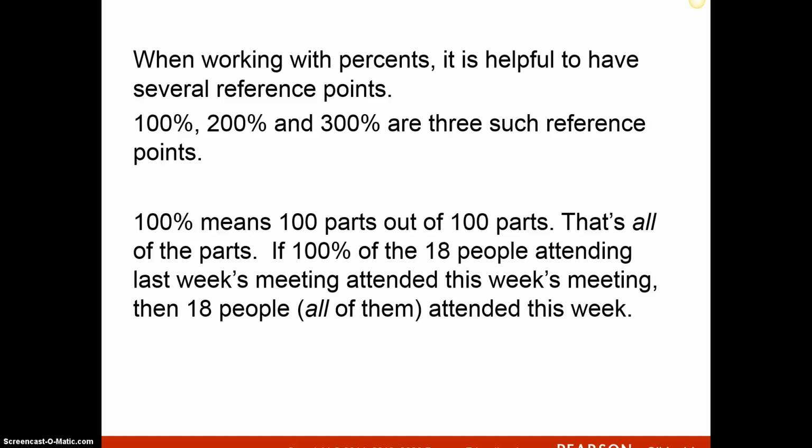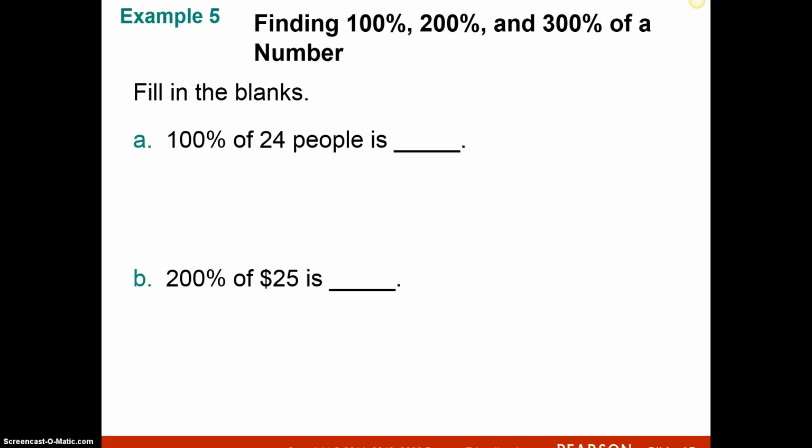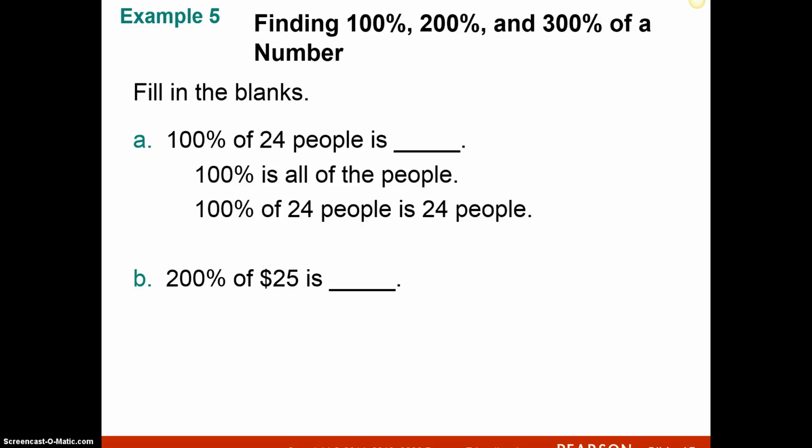So if you have 18 parts and you have 100% of 18 parts, then that's all 18. And so it's just easy to have some of these reference points when doing percent problems. So let's try to fill in the blanks on some of these, and we can do these together. If we have 100% of 24 people, that means we have everybody. We have all 24 people, so my answer is just 24.